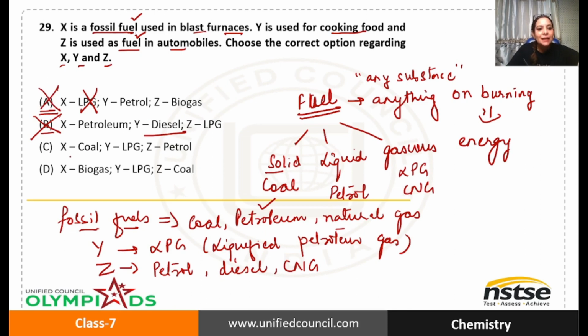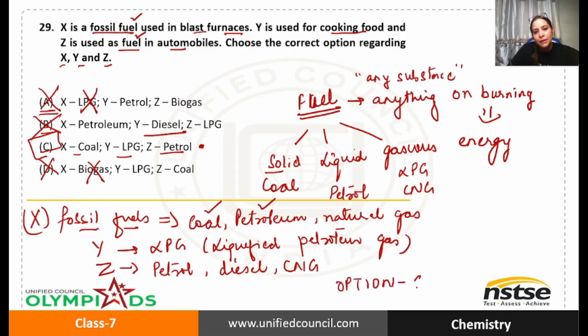Option C says X is coal, and we know coal is one of the fossil fuels. Y is LPG, correct. We can use it for making food. Z is petrol. Yes, petrol is used in automobiles. So this could be the right one. Let's look at option D as well. X is biogas. Again, no, it's not a fossil fuel.